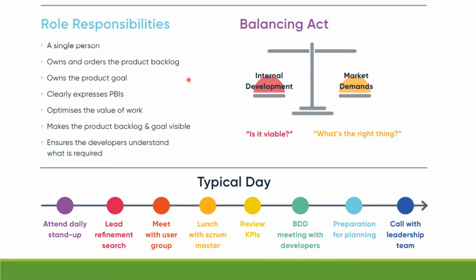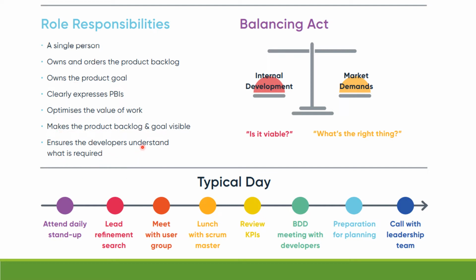Alright, what are the roles and responsibilities? He or she is a single person. The product owner owns and orders the product backlog, owns the product goal, clearly expresses the product backlog items, optimizes the value of the work, makes the product backlog and goals visible, which is very, very important, and ensures that the developers understand what is required. It's very, very important, right?